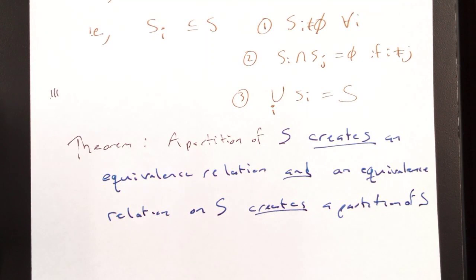Partitions and equivalence relations are the same thing. A partition of S creates an equivalence relation. How? Two things are equivalent if they're in the same partition cell.